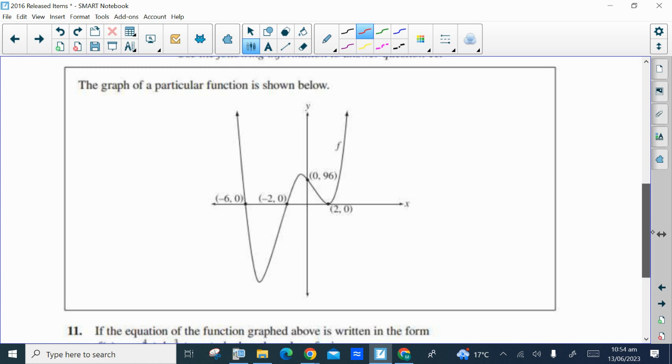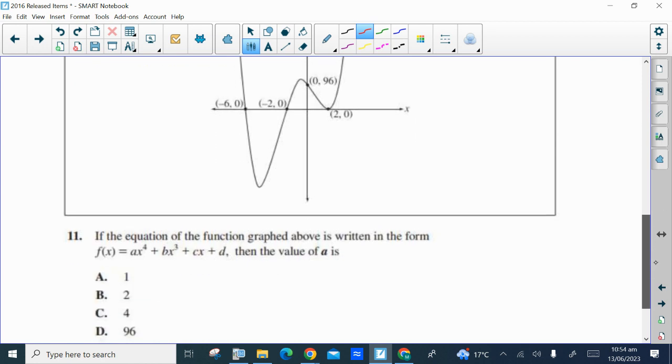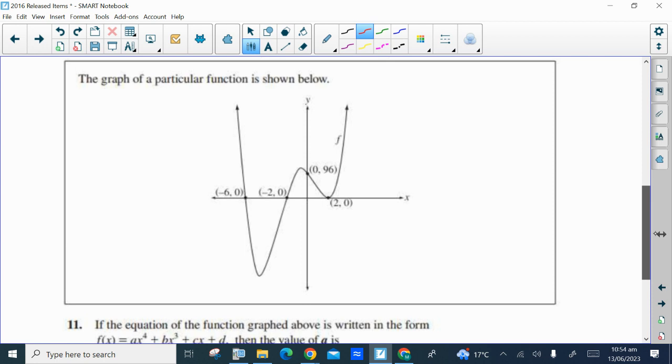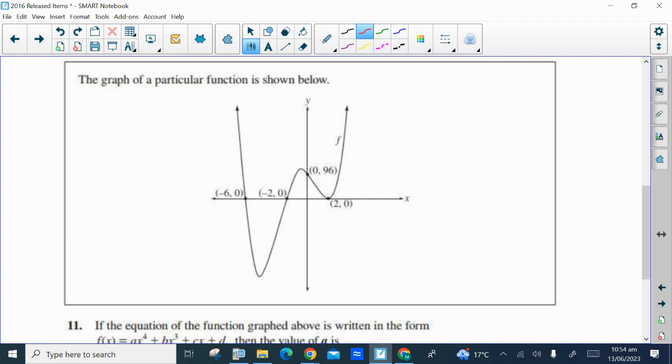The graph of a particular function is shown below. If the equation is written in that form, what is the value of a? So we can start to build the equation.